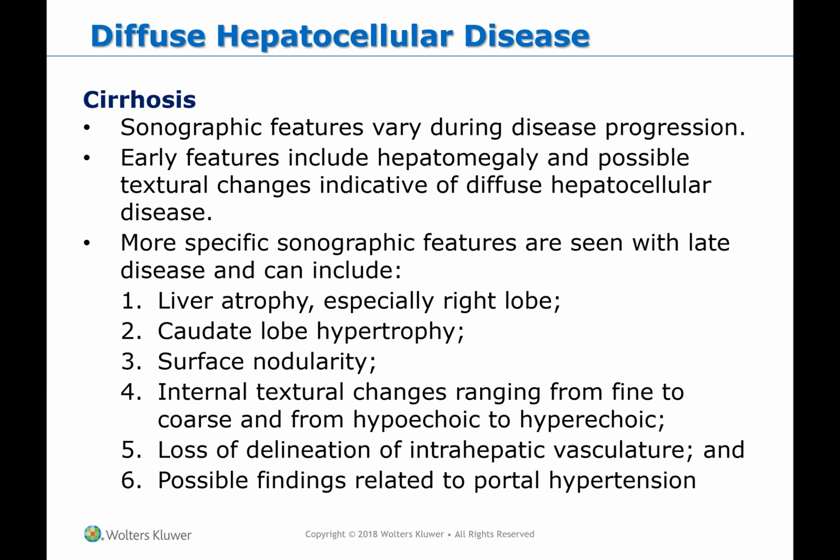Sonographic features of cirrhosis vary with disease progression. Early features are going to be hepatomegaly and textural changes. In late disease, there's going to be liver atrophy, especially in the right lobe, caudate lobe hypertrophy, surface nodularity, internal textural changes ranging from fine to coarse, from hypoechoic to hyperechoic, loss of delineation of intrahepatic vasculature, and possible findings related to portal hypertension.